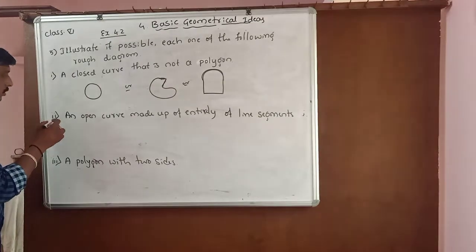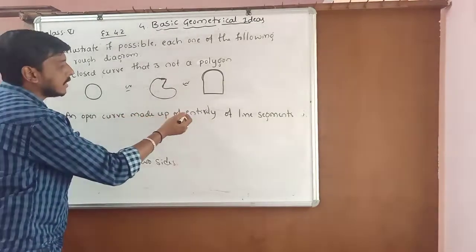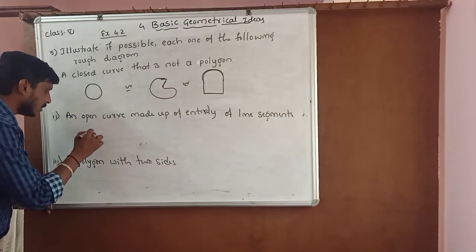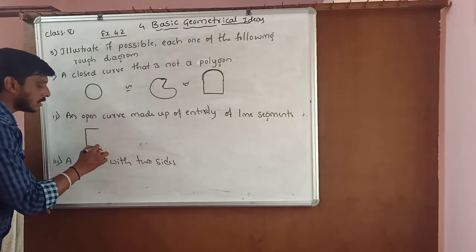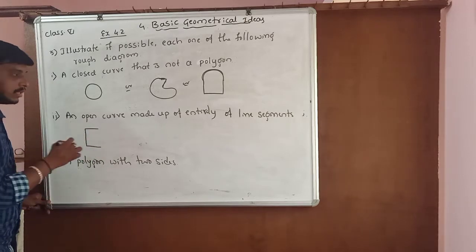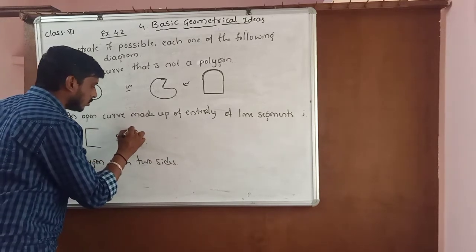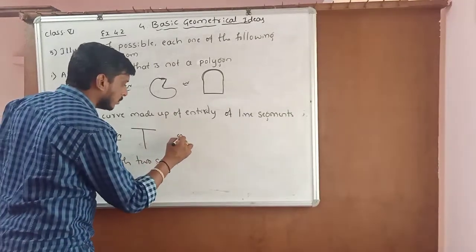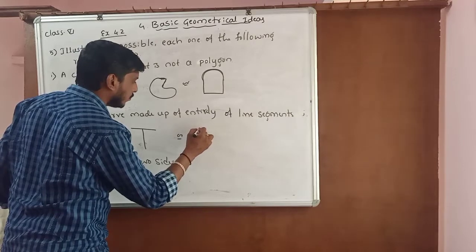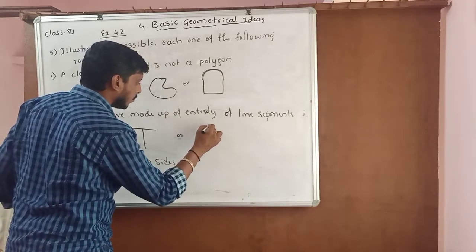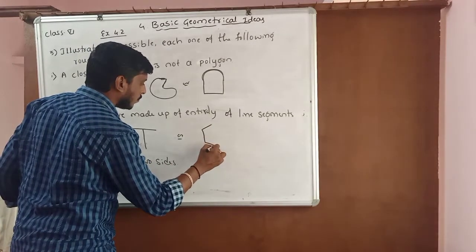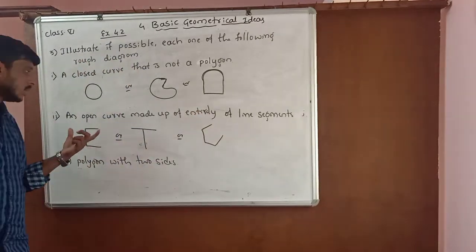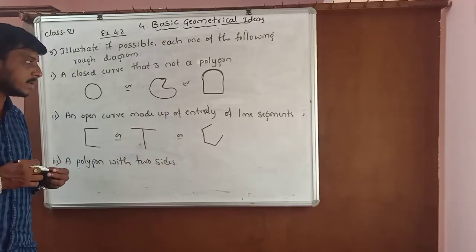Okay. What is the second question? An open curve made up of entirely line segments. So here it is an open curve made up of only line segments. Or you can draw another. So this is an open curve made up of only line segments. Or one more. So these are just rough diagrams made up of only line segments as well as open curves.